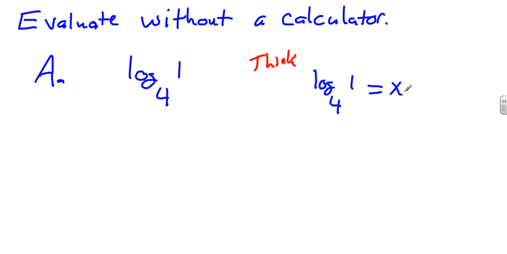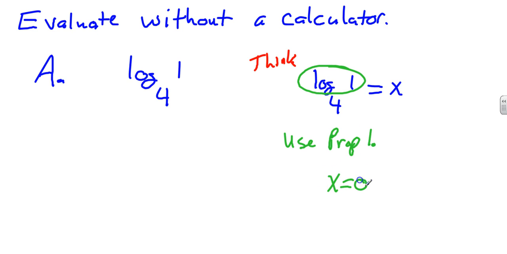Key thing on this one, though, is this log 1. As soon as you see log 1, it doesn't matter what the base is, that means this x has to be 0. Because if you were to take that problem and rewrite it, it would be 4 to the x power equals 1. And anything to the 0 power has to be 1, so that means that x would have to be 0.